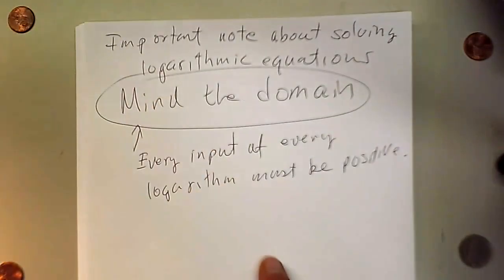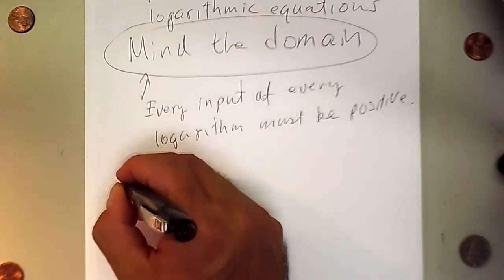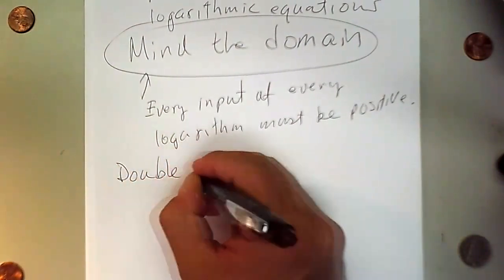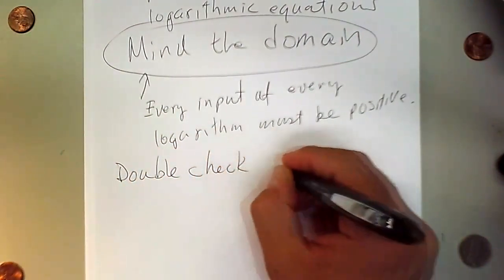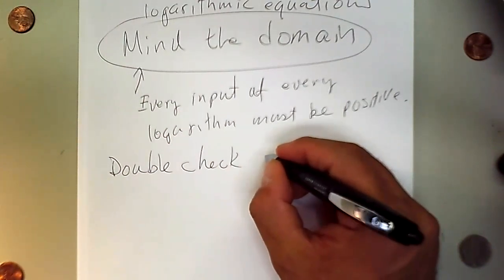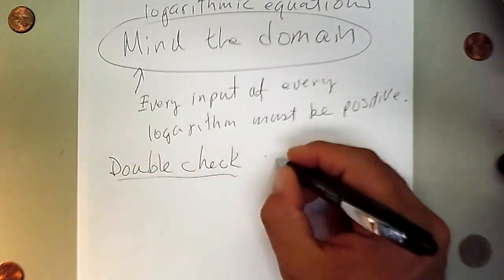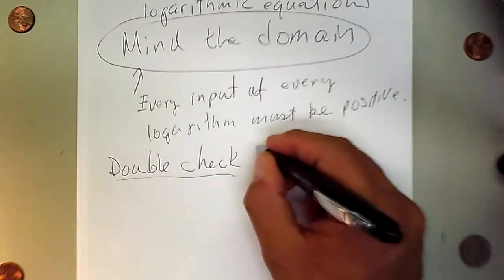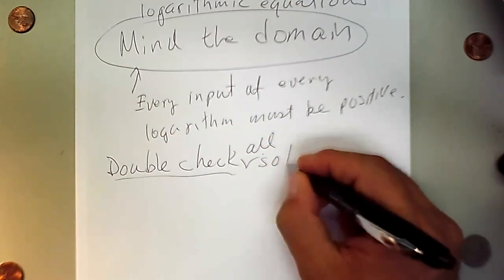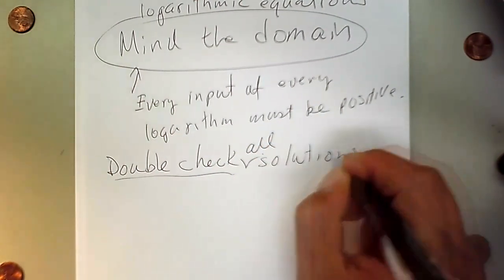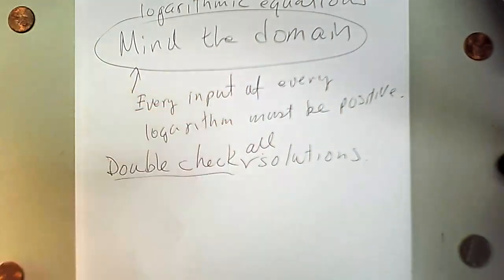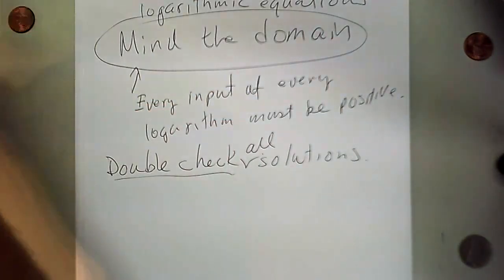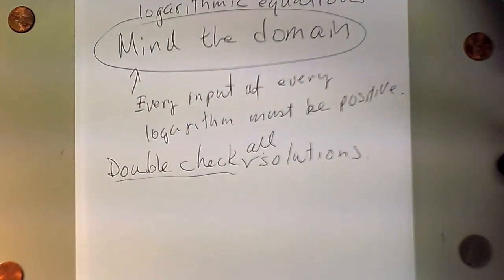So for logarithms, double check all solutions. How? By putting them back into the original equation, because sometimes you have to reject solutions that are not supposed to be there. Example 19.